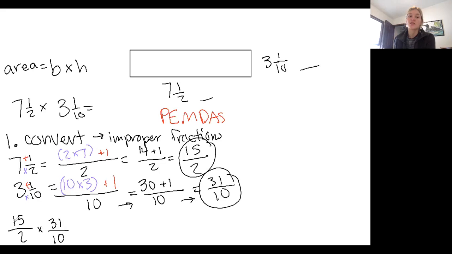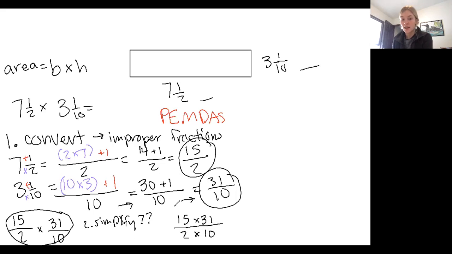Okay, so the second step, we need to see if we can simplify. And sometimes this is tricky. So it might be easier to look at it like this: 15 times 31 over 2 times 10. Okay, this is the same thing as over here. I just put them together. So we could simplify maybe a little easier. Otherwise, you can use this way as well. Whatever works best for you.